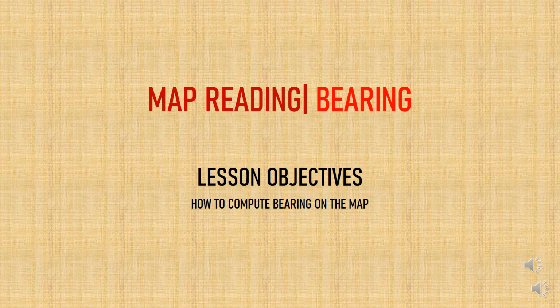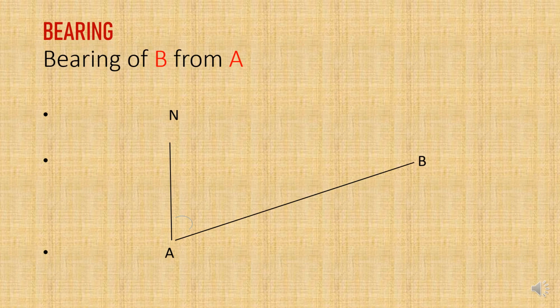Today's topic is bearing, which is a continuation of direction which we have been talking about in the previous video. Today I'm going to talk about the computation of bearing on the map. Just like direction on the map, we use the word from to determine where the observer is standing. Because we are talking about the same thing, direction and bearing, only the difference is that on direction we are using compass points, while on bearing we are using degrees of angles.